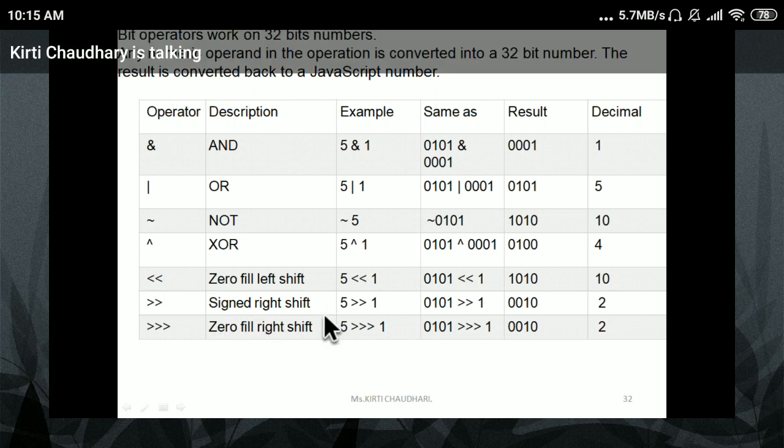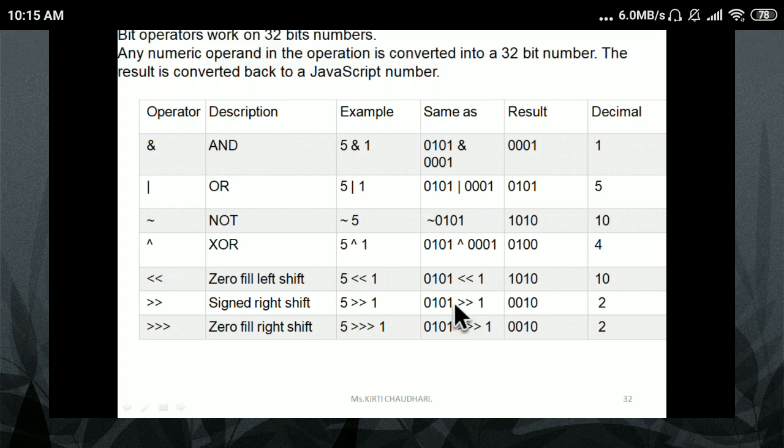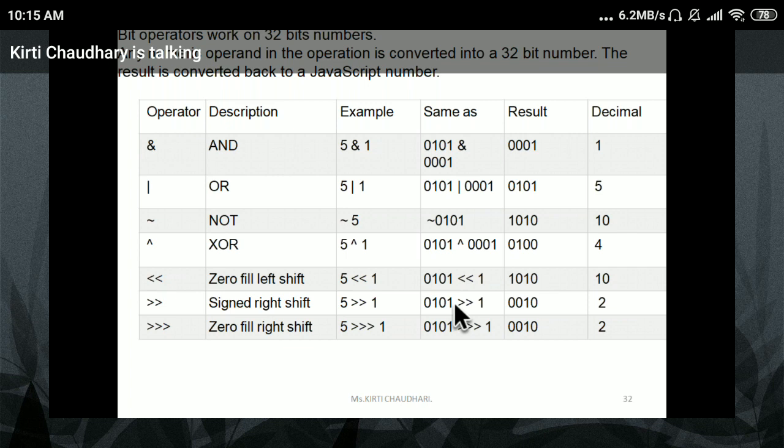Then right shift, the sign-preserving shift. The last 1 is shifted to the right side, so it vanishes, and 0 is inserted. Next, 1 is shifted right, 0 is shifted right, and 1 and 0 are inserted. So you will get output as 0010, that is 2.